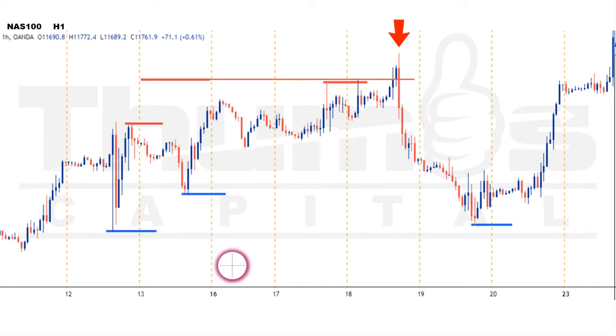Let's revisit our previous examples, but now with the institutional price magnet levels added.